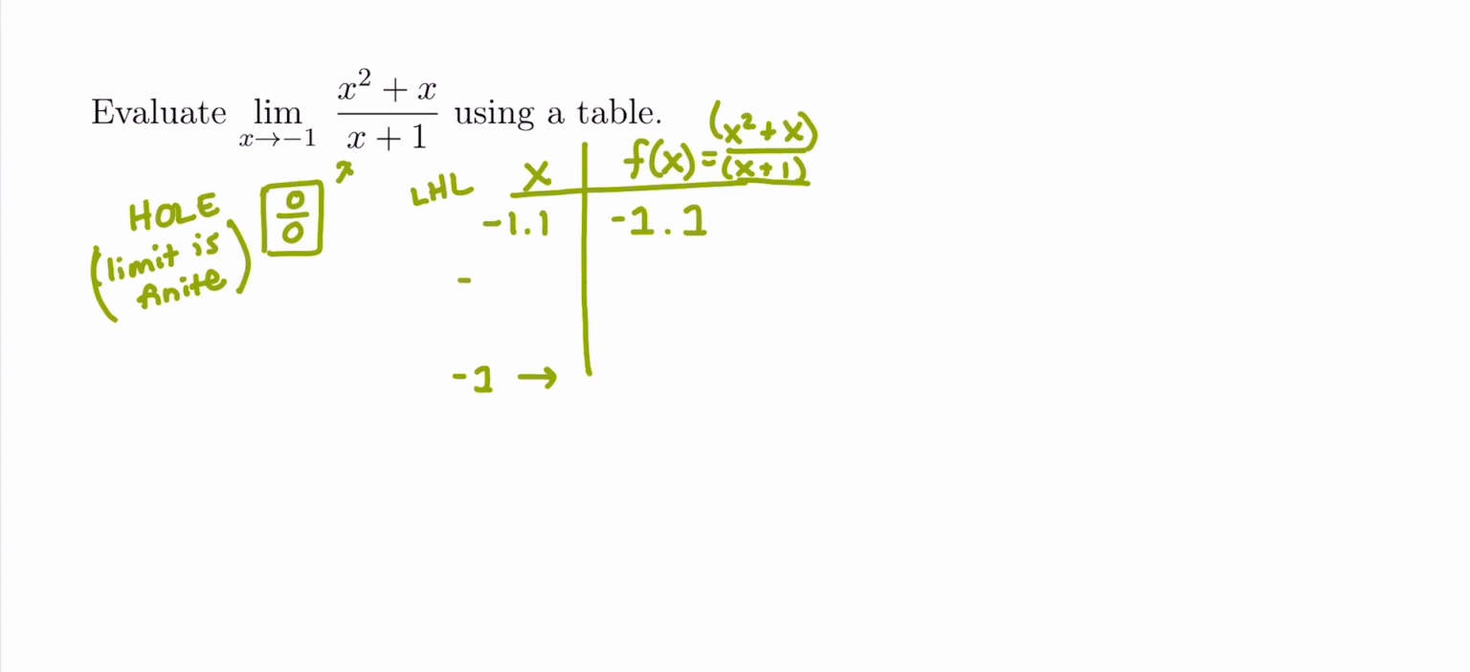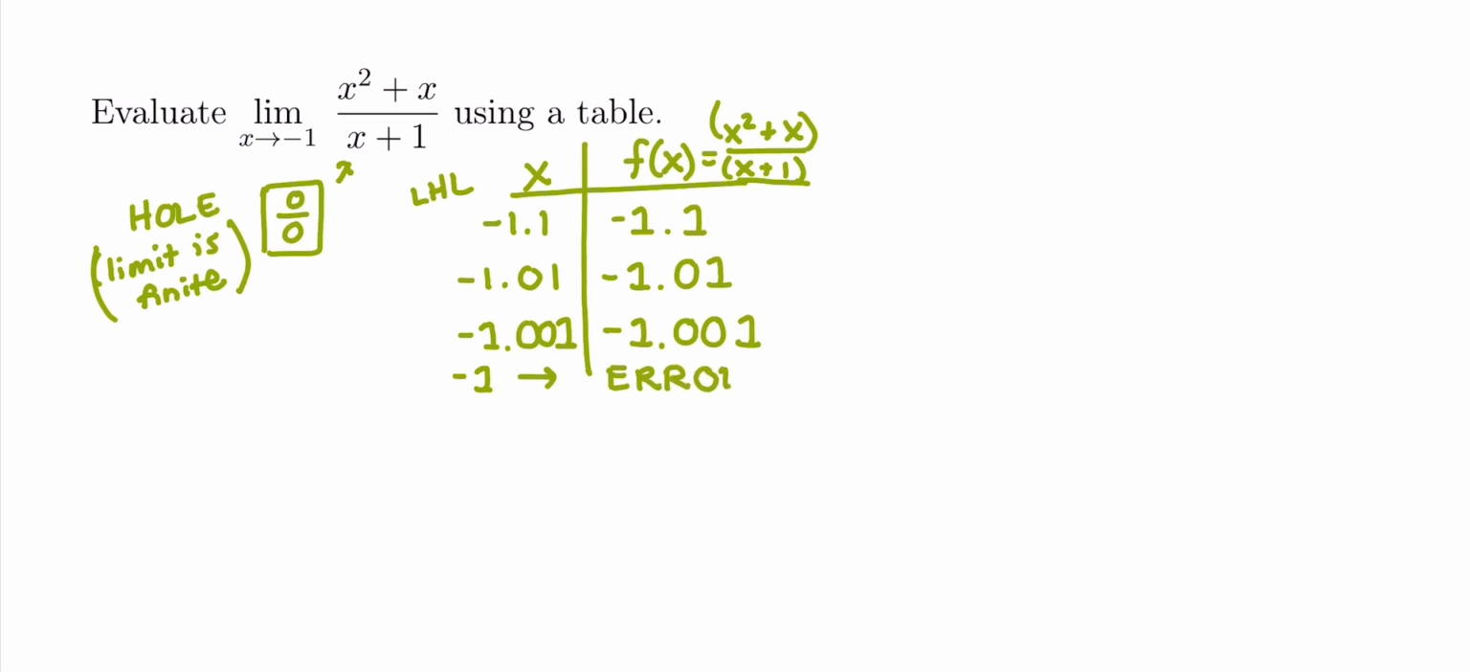I'm going to get even closer. I'm going to do -1.01, very close to -1. And the y value is also -1.01. And then lastly, we'll get super close. We'll do -1.001. And the y value is -1.001. So as x gets really close to -1, where we got an error in our calculator, you can't do 0 divided by 0.